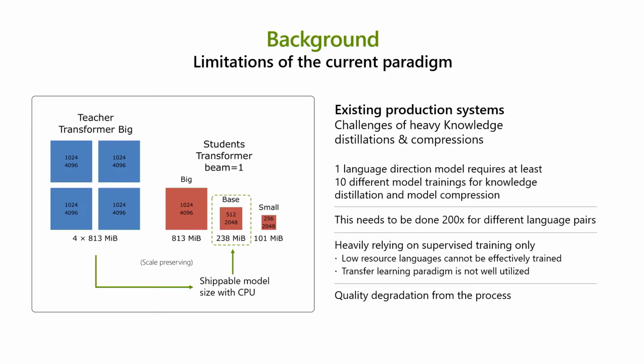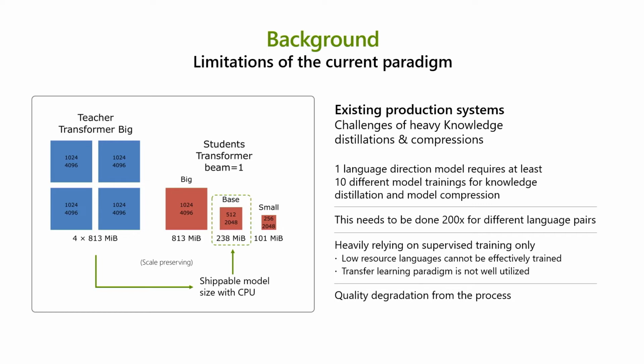Thanks, Sunny. Here, I'm diving deeper into the limitations of the current generation and why we are moving to a new generation with larger model sizes and multilingual multitask settings. In the figure on the left, only the red base-sized or small-sized student models were shippable with the current pipeline on CPU. Heavy knowledge distillation and sophisticated model compression steps are required to maintain similar quality as the teacher models, which are the blue squares in the figure.